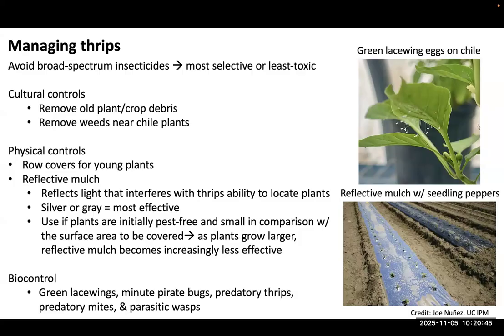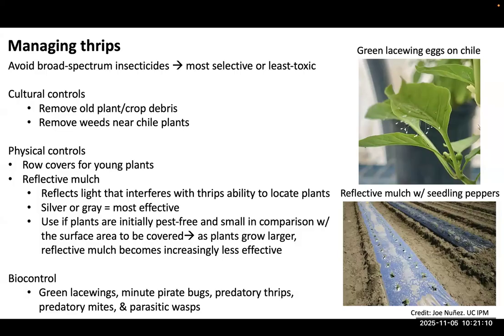Cultural controls include removing old debris from the previous season and removing weeds from around the chili plants. Physical controls include row covers for young plants, and there's some somewhat recent research showing the effectiveness of reflective mulch. The idea of reflective mulch is that it interferes with the thrips' ability to find the plant.